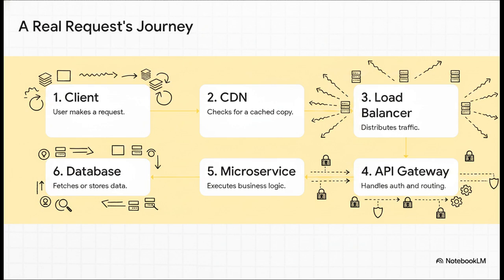From there, it goes to a load balancer. Think of it as a traffic cop that makes sure no single server gets overwhelmed. After that, it hits an API gateway, which is like a security guard, checking your credentials before it routes your request to the right microservice, a tiny, specialized program that does just one job, like handling orders. And that microservice is what finally talks to the database.